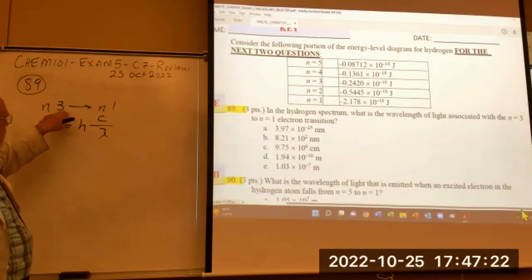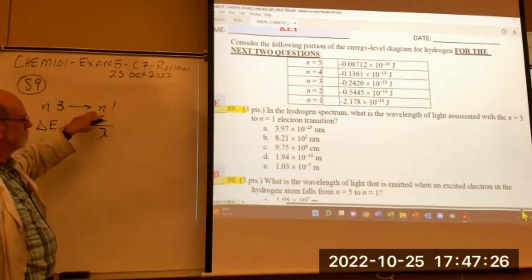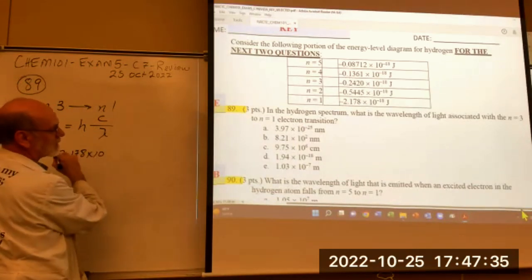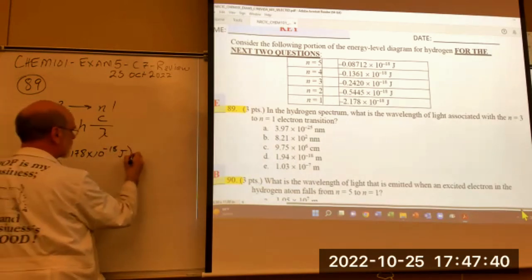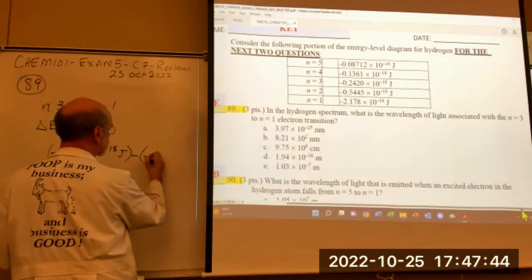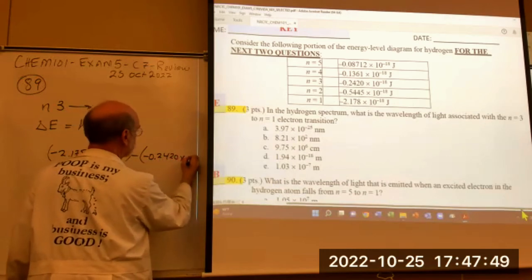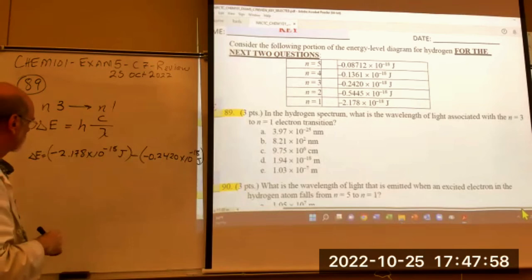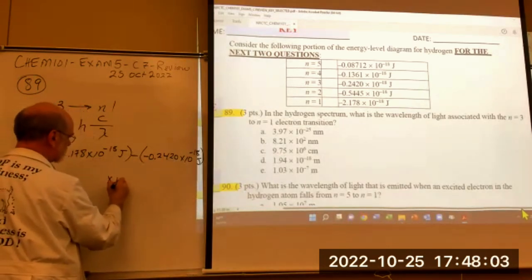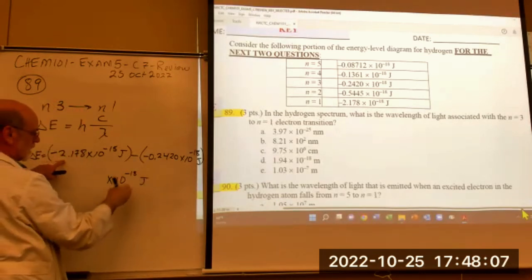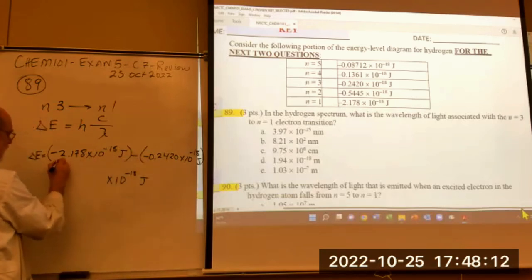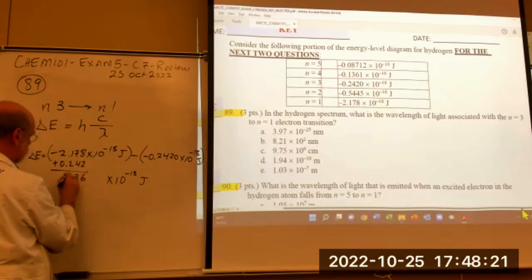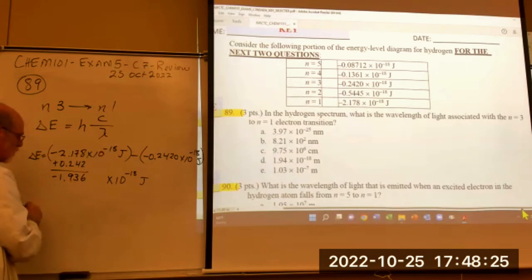So if we're going from N equals 3 to N equals 1, then the final energy is minus 2.178 times 10 to the minus 18 joules. It's final minus initial. And the initial is minus 0.2420 times 10 to the minus 18 joules. So that's delta E. They're both the same power, so it's got to be something times 10 to the minus 18. So we just need to look at these two. Negative times a negative is a positive. So if we add 0.242 and the zero drops off the end, we get minus 1.936.